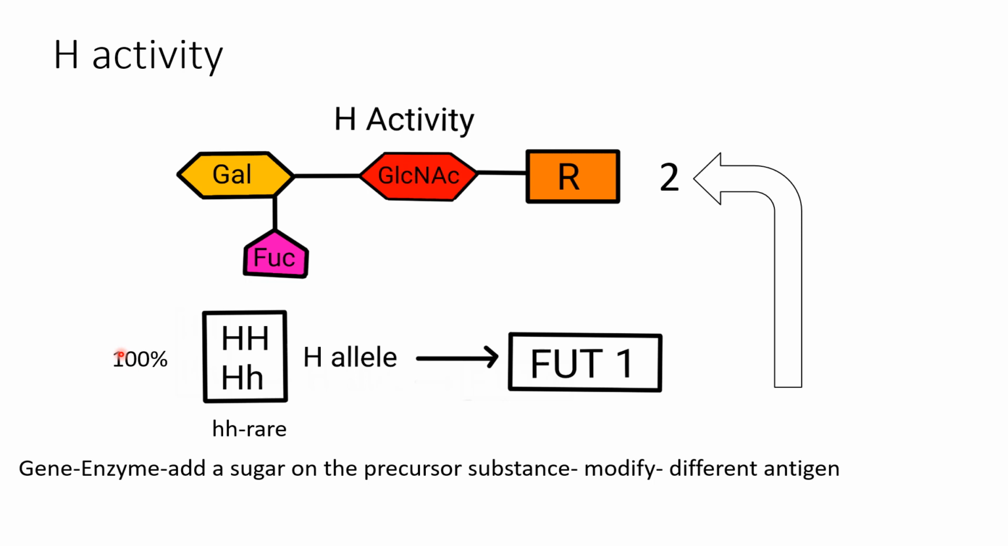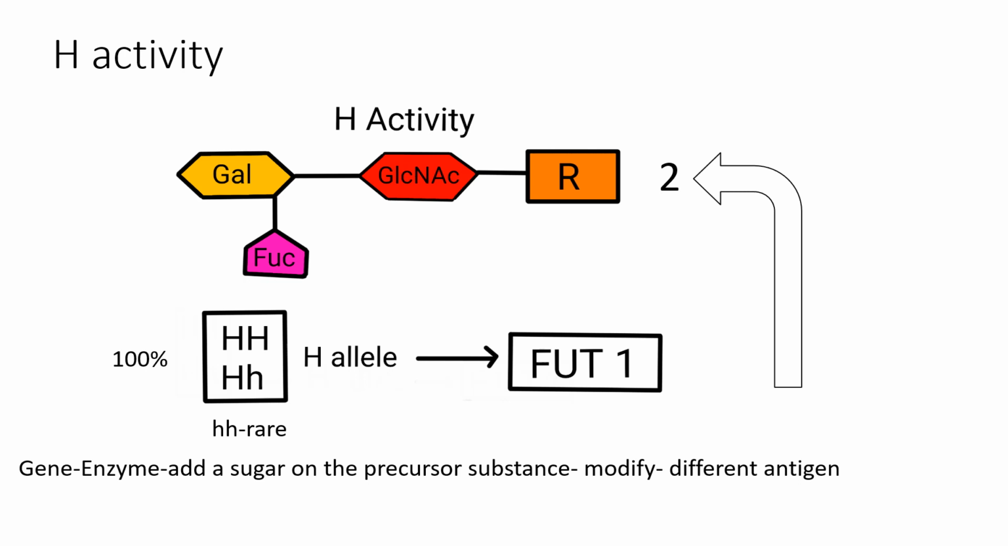So FUT1 gene will act on the type 2 chain and a fucose sugar will be added. So this type 2 chain is now changed into an H antigen. So very simply put, whenever you have an H gene, it will produce an enzyme called FUT1. The FUT1 gene will act only on this type 2 chain and it will add a sugar there, which is the fucose sugar. This is the sugar that it has added, and it will change those precursor substance or the type 2 chain into an H antigen. Now we have the H antigen.